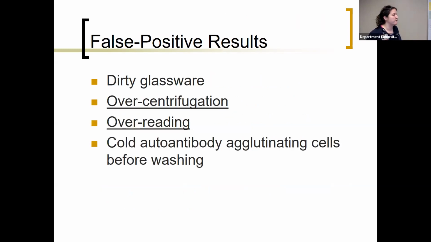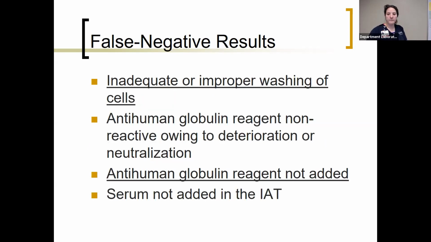There's some false positives and false negatives. Dirty glassware. So if you have anything in that tube that might be mistaken for agglutination, that could cause a false positive. If you over-centrifuge, meaning that the cells are packed together very strongly, that could cause a false positive. Overreading could cause a false positive. Cold auto-antibody that is present will cause positive as well.